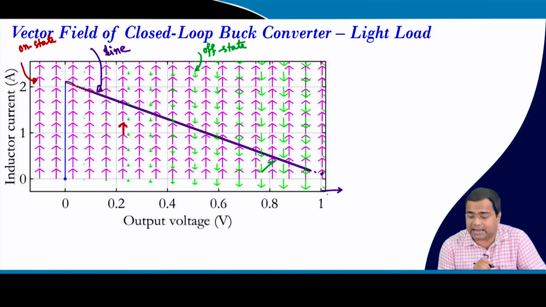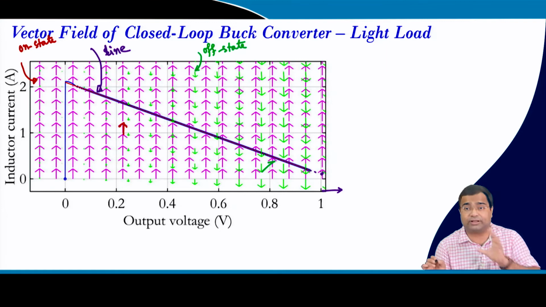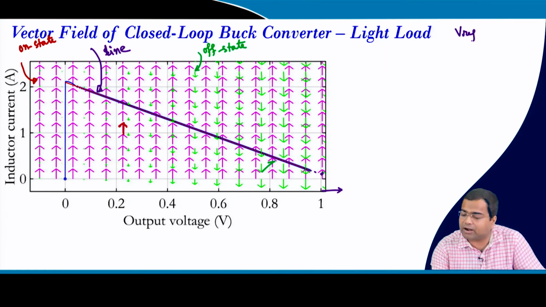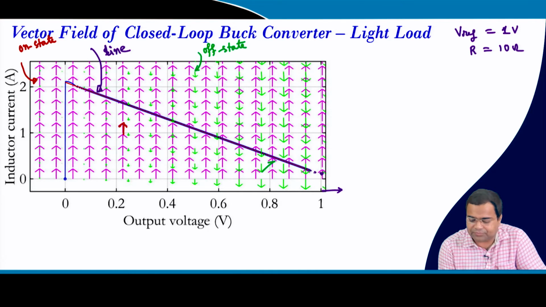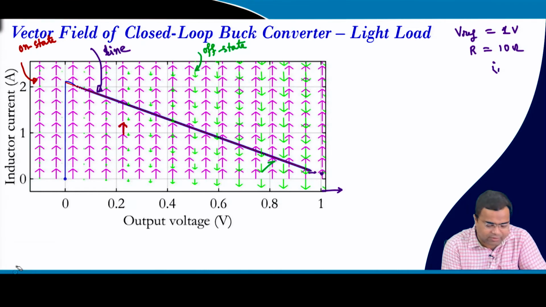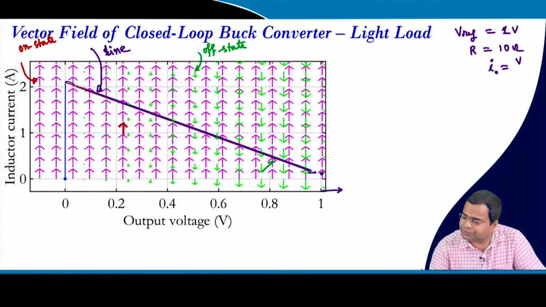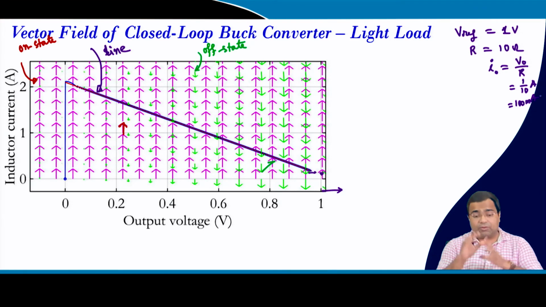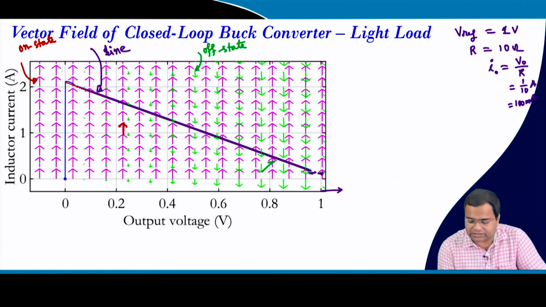because here again is my output voltage axis and I want 1 volt to be my desired output voltage. So, my reference voltage I want to be 1 volt, and the load resistance in this case is 10 ohm. So, at 1 volt, what will be my load current? My load current will be V0 by R, so it will be 1 by 10 ampere, something like 100 milliampere. That is what I want, 100 milliampere. So, this is my final point.